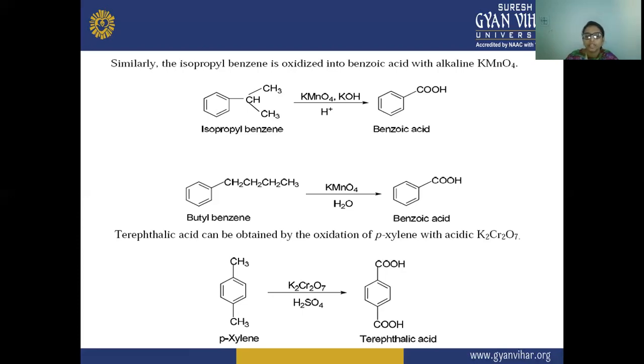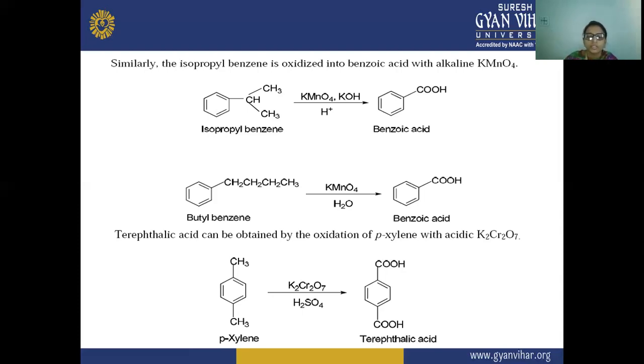So here terephthalic acid can be obtained by the oxidation of p-xylene with acidic K2Cr2O7. So this para-xylene, that is para-methyl toluene, is oxidized in the presence of K2Cr2O7, that is potassium dichromate, and in the presence of this catalyst, that is H2SO4. So here there is a formation of this terephthalic acid. This terephthalic acid is formed from this xylene.